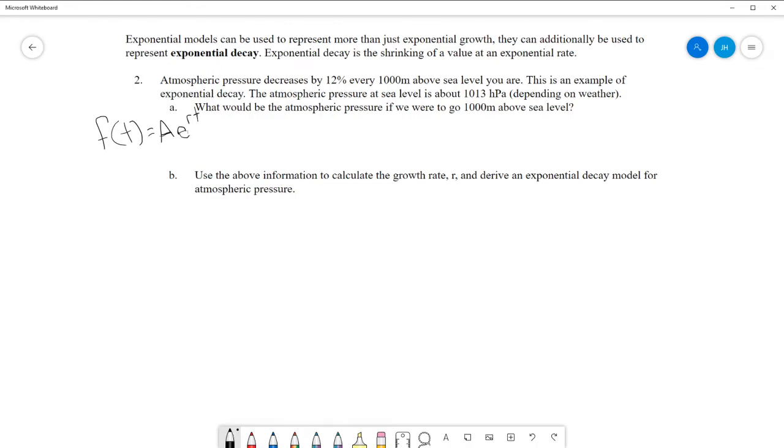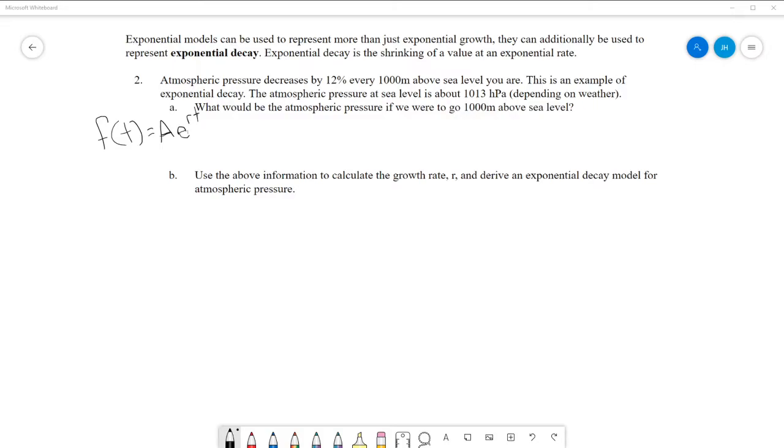So we're talking about the second problem from our homework for this week, okay, guys? The formula for exponential decay is still the same formula as any exponential growth. We're going to explore actually why that is in a little bit. First things first, though, in this first part, it tells us that atmospheric pressure decreases by 12% every 1,000 meters above sea level that you are.